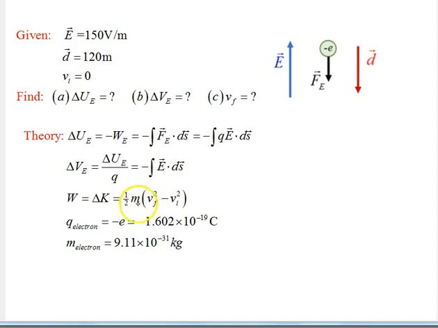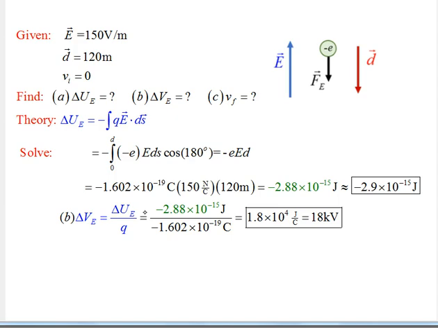We're given that it's an electron, so we'll pull out here and write down our mass and our charge for the electron. So then we can go ahead and solve it once we've come up with some theories that we can in fact use, with our givens, to solve for what it is we need to find.